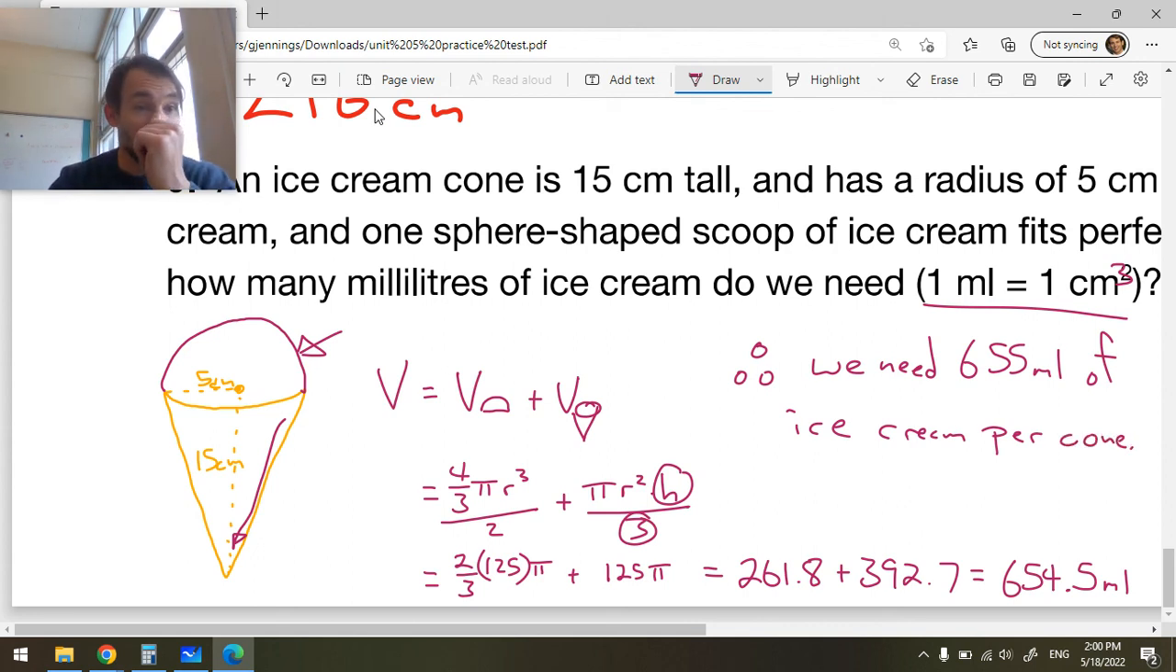So we can make about 3 ice cream cones for every 2 liters of ice cream. Okay. There we go. So that's your measurement test walkthrough.